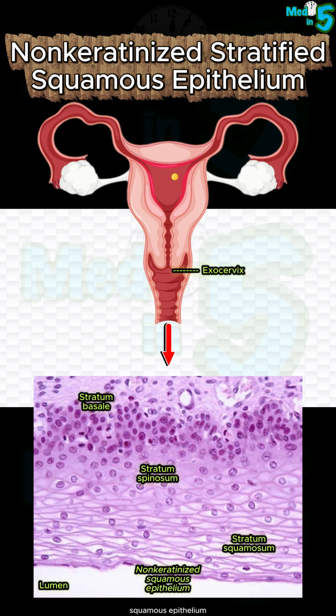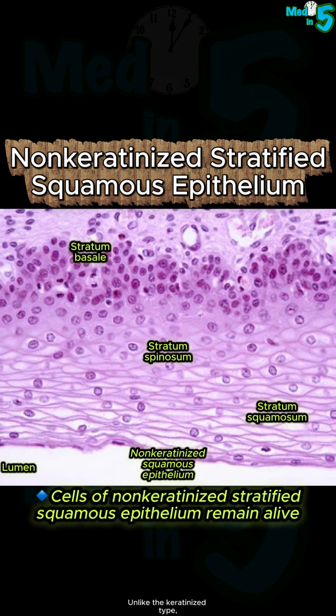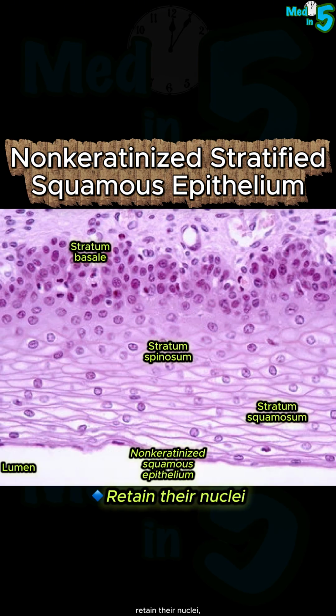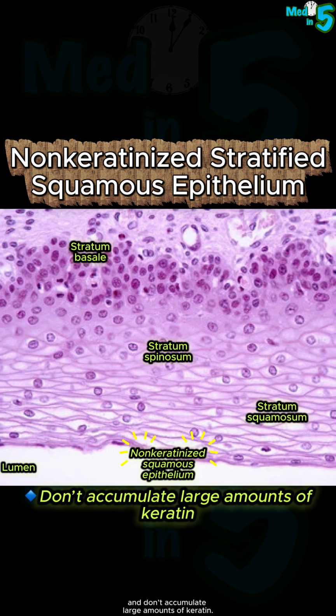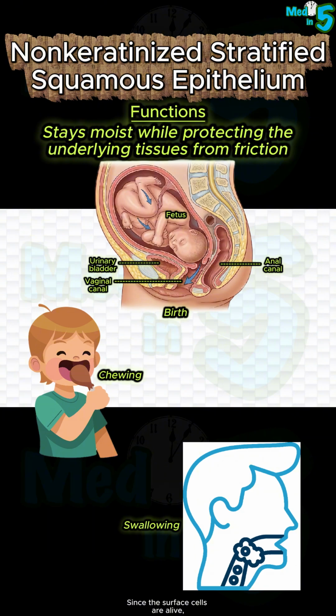Non-keratinized stratified squamous epithelium also consists of many layers of cells, which protect from abrasion. Unlike the keratinized type, the surface cells of non-keratinized stratified squamous epithelium remain alive, retain their nuclei, and don't accumulate large amounts of keratin. Since the surface cells are alive, the epithelium stays moist, while protecting the underlying tissues from friction.